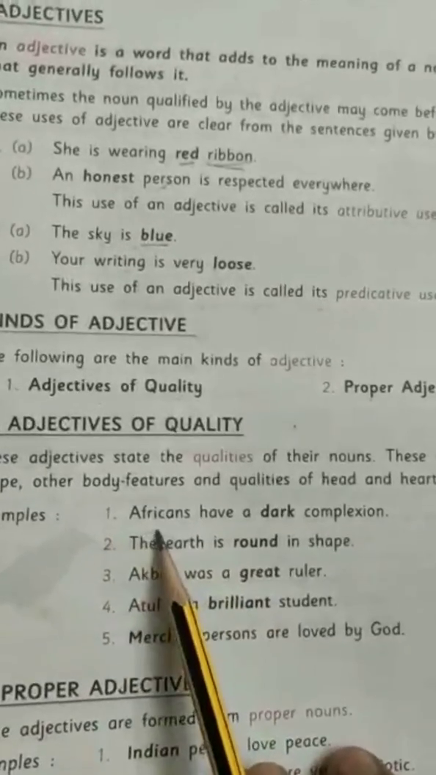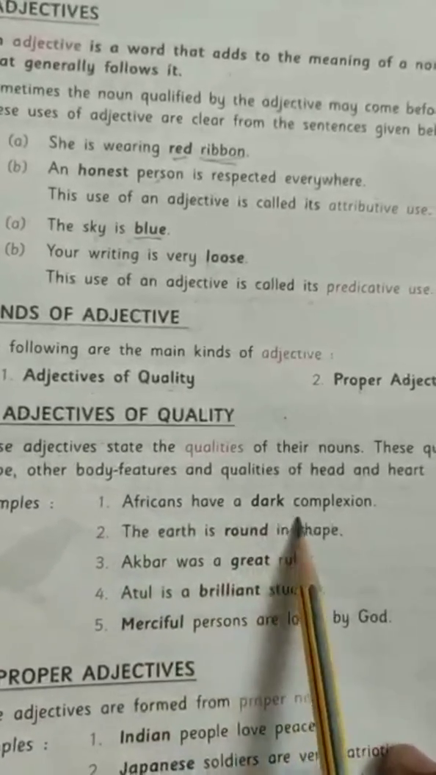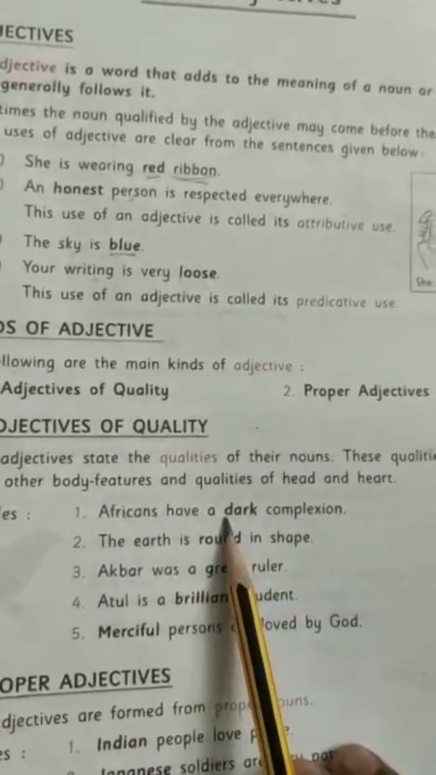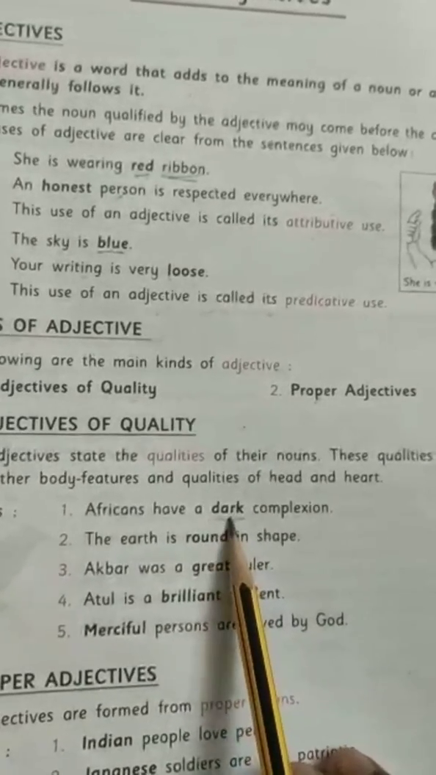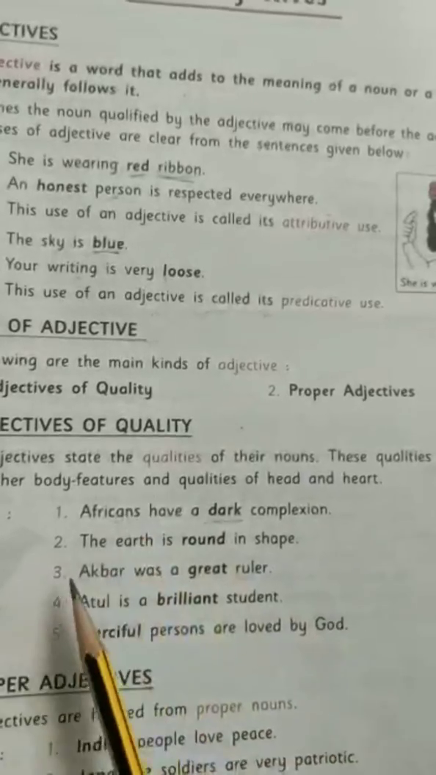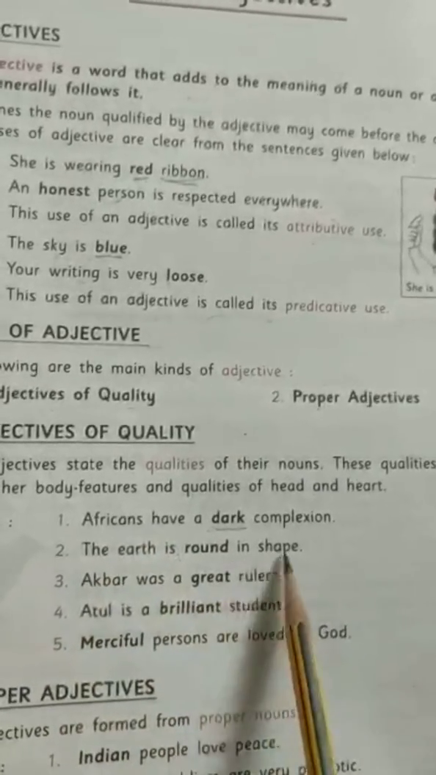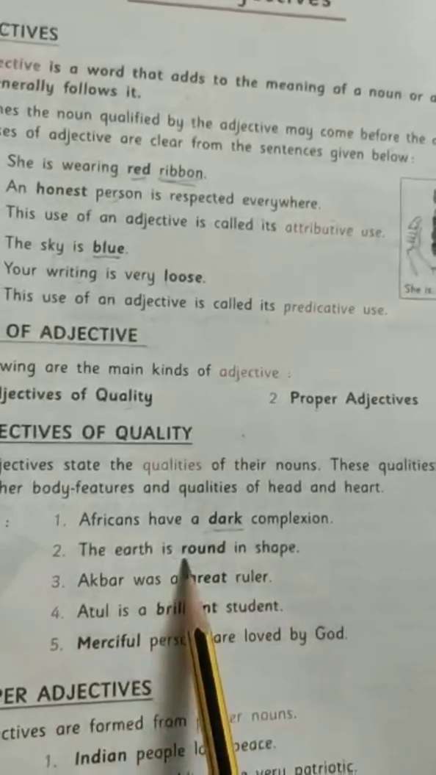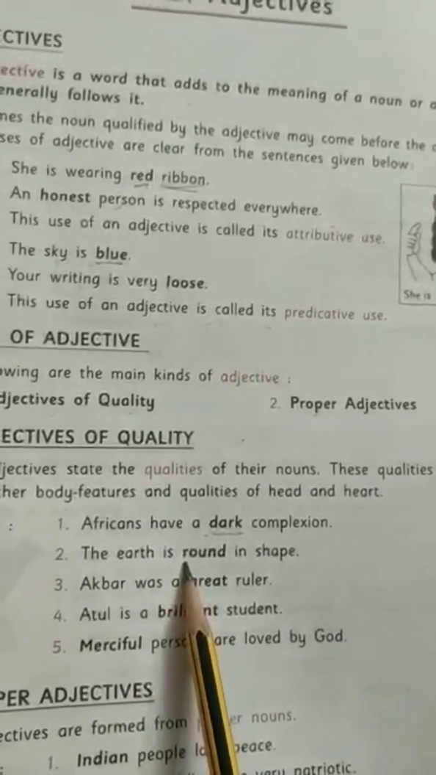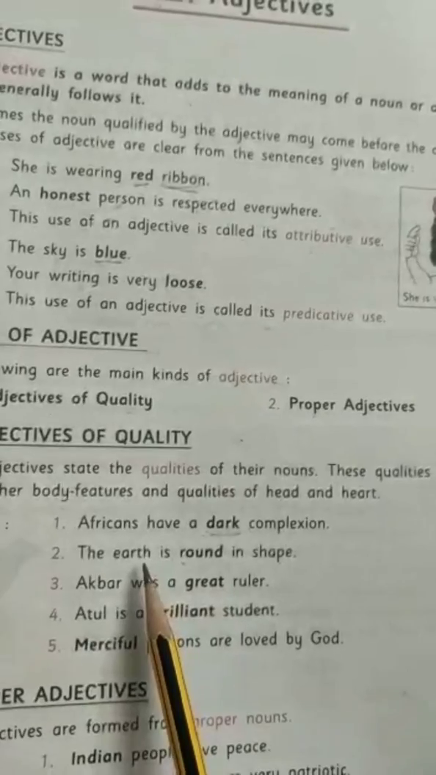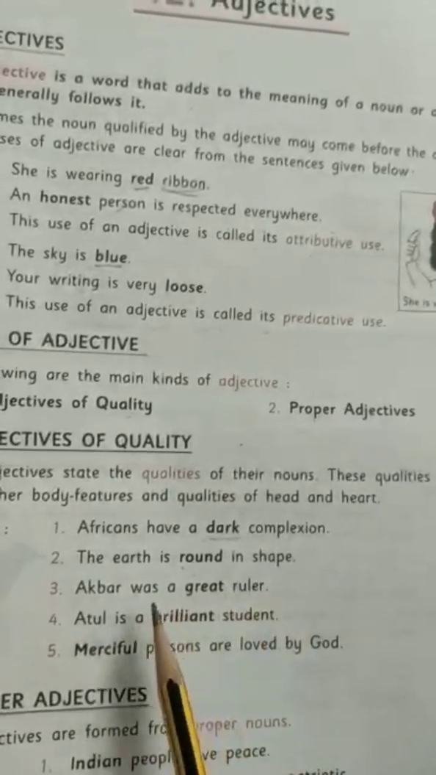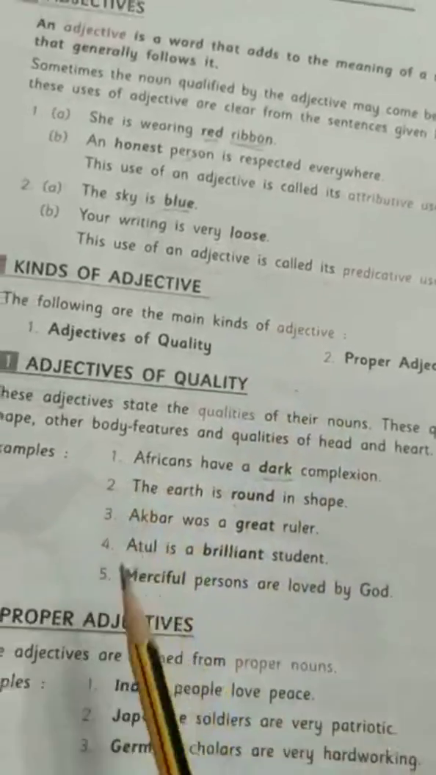We can see the examples. Africans have a dark complexion. Here the word dark, which is an adjective, is defining the complexion of Africans. The earth is round in shape. Here the word round, which is an adjective, is defining the earth's shape. Okay, likewise we have more examples.